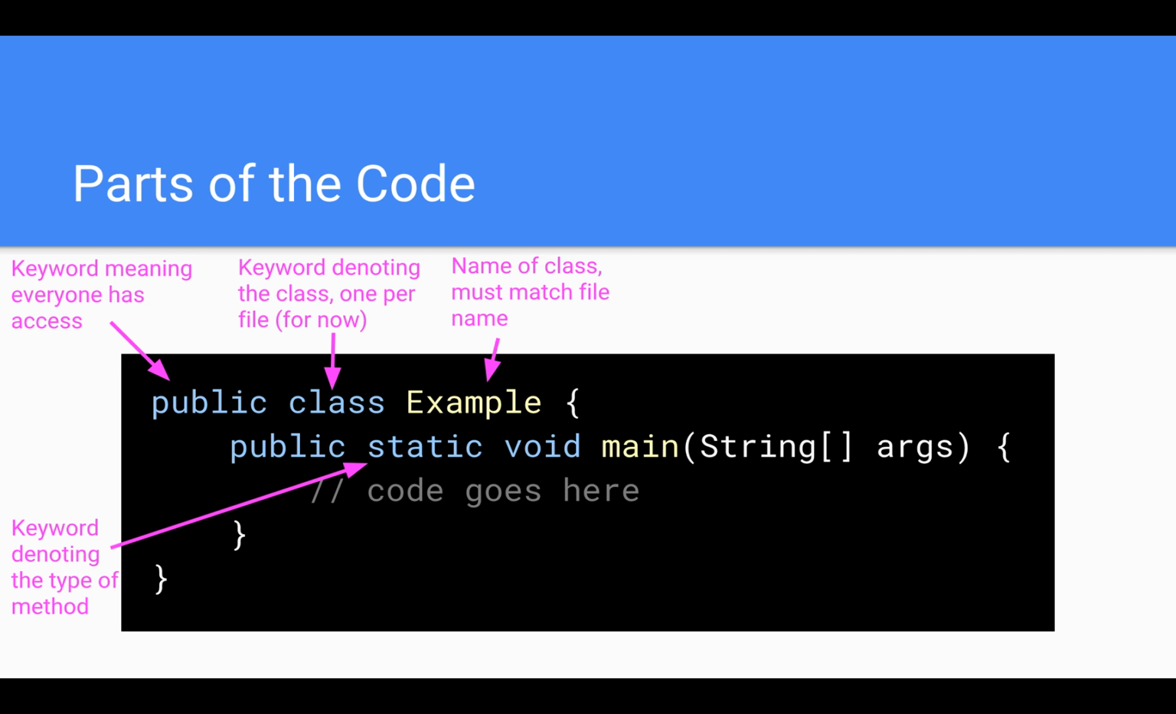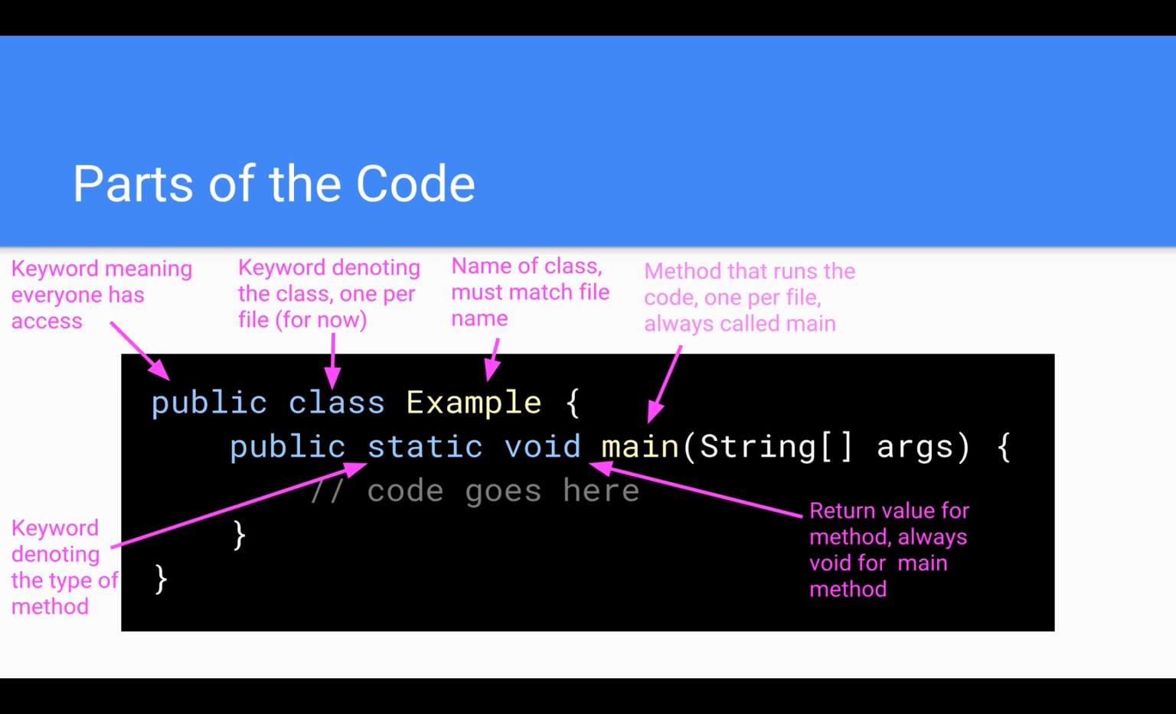Static is a keyword denoting the type of method, and static just means that there's one instance per class. Void is the return value for the method, and it's always void for the main method. And we'll talk about types of return methods other than void later in this review. Main is the method that runs the code, and there's one per file, and it's always called main. If you don't have a main method, then you can't run your Java file.